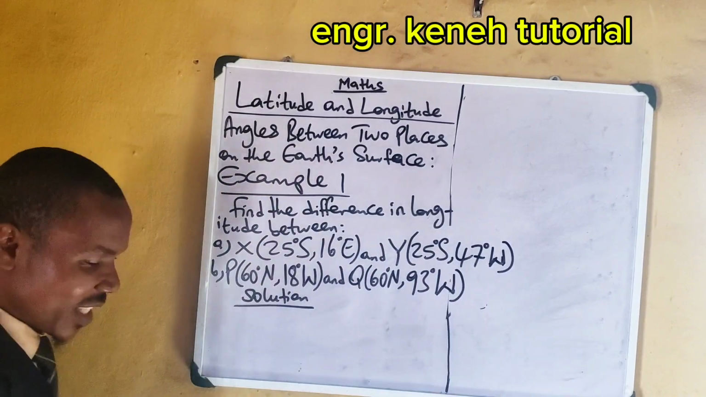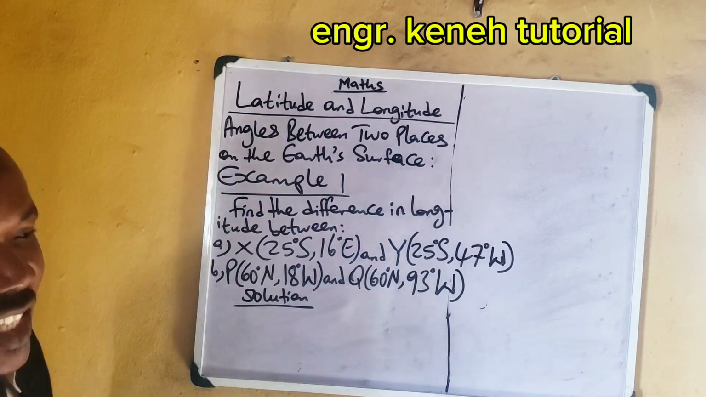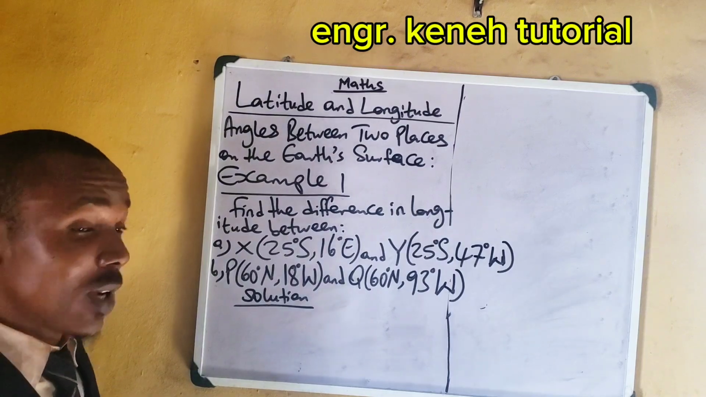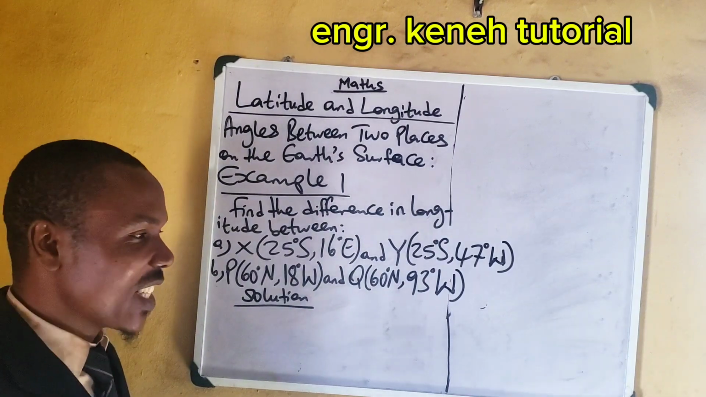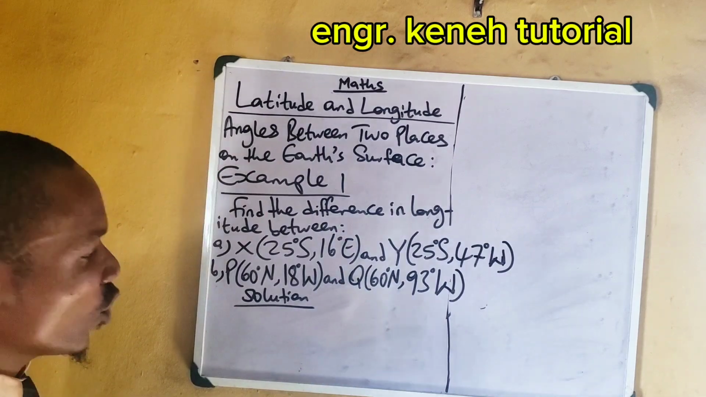47 degrees west. If they are on the same side, for example, east-east or west-west, you do subtraction. You subtract the smaller one from the bigger one. But if they are in different directions, like east and west, you do what?